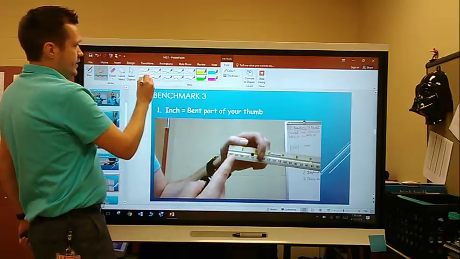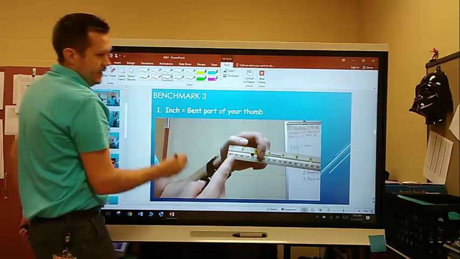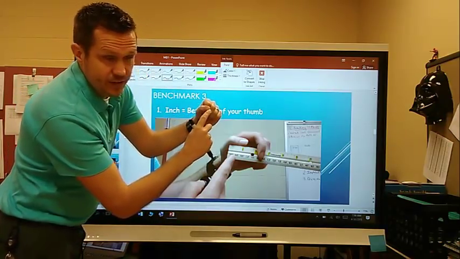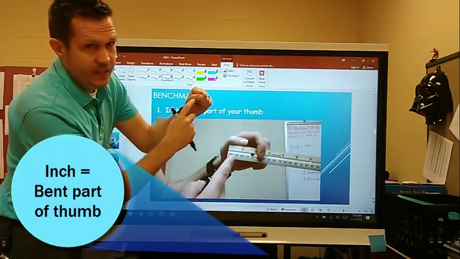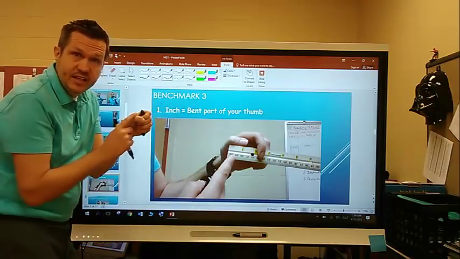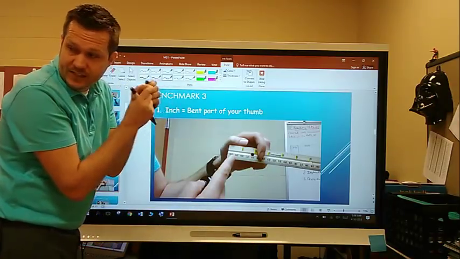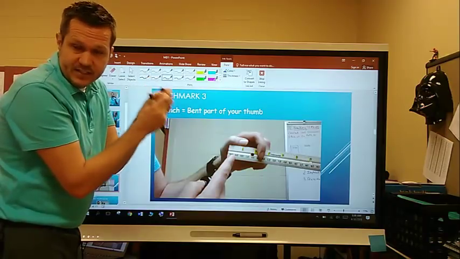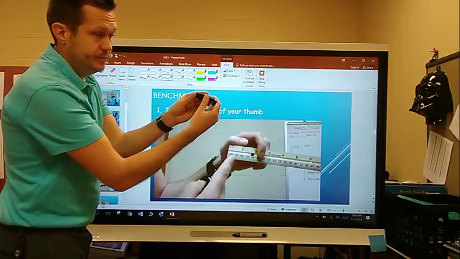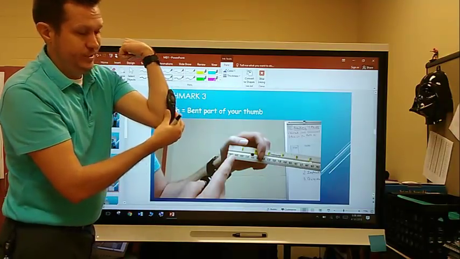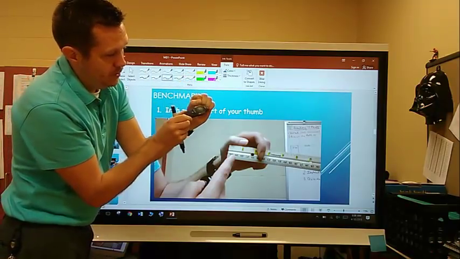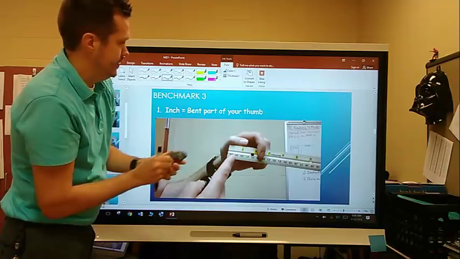Each inch, this is really cool, so look at this. If you have an object that measures from about here to here, which is the bent part of your thumb, then that's when you know you need to use an inch. So if an object is about this size, then you'd want to use an inch. So for example, my thing here, I would not use a ruler. It's way too small to use a ruler, but I could use an inch. I could say it's about 1, 2, about 3 inches there.